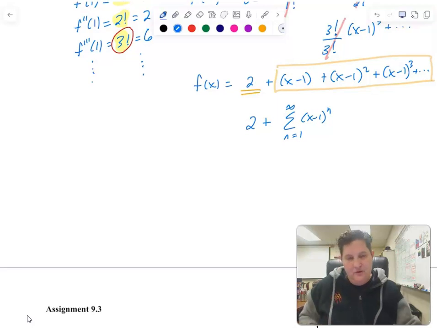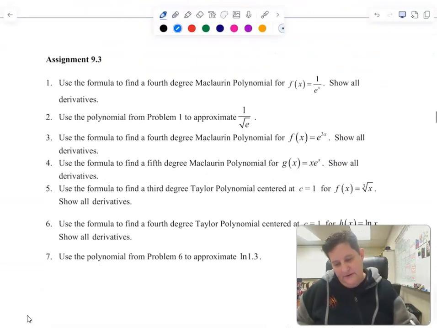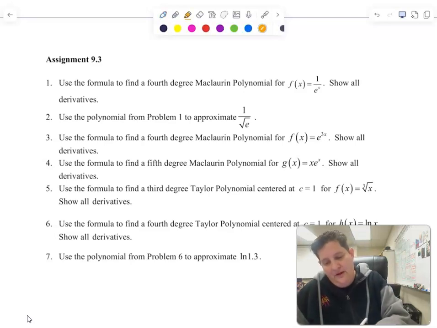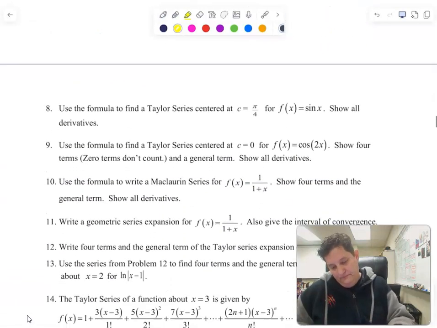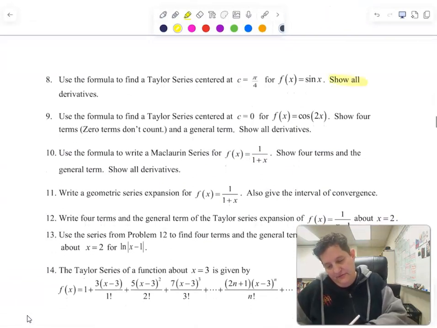Okay? So let's see what we're going to do with this assignment. You really have to pay close attention when it says show all derivatives. All of these say show all derivatives. Show all derivatives. Okay, so most of these say this.